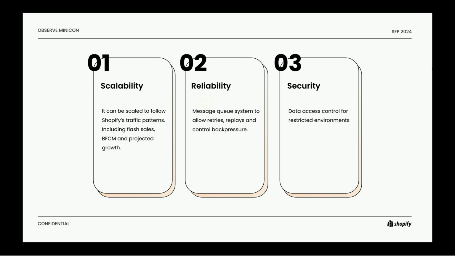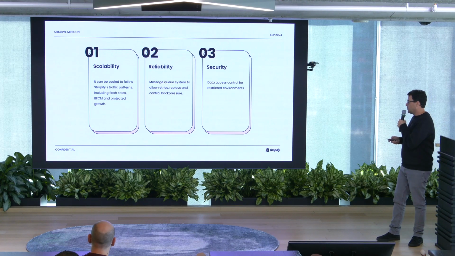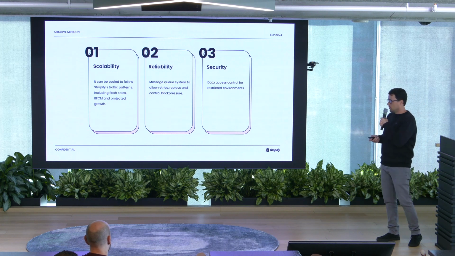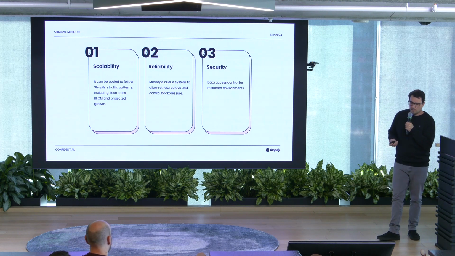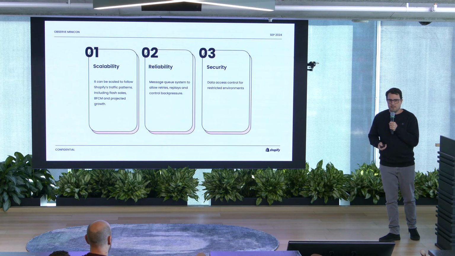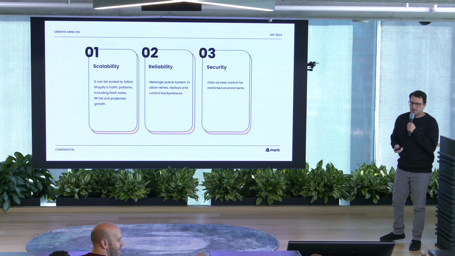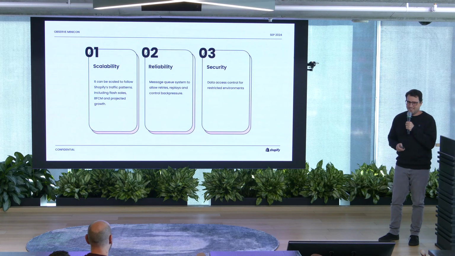The second one is reliability. So we have a message queue system implemented that allow us to retry, replay, and control back pressure. So we have ways to control if a log is not written to ClickHouse at the first time. We will be retrying these writes forever, actually. So we can pretty much rely heavily on the pipeline. Security, not surprised, but there is a requirement that we need to access control to certain logs, and in Shopify they are called restricted environments. It needs to be fast too. That's what I think we expect of it, right? True, yeah. Next slide.